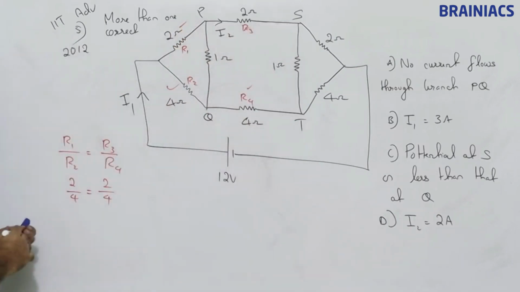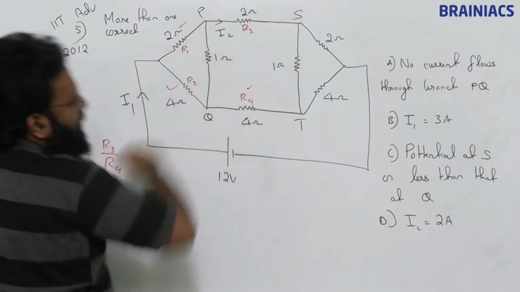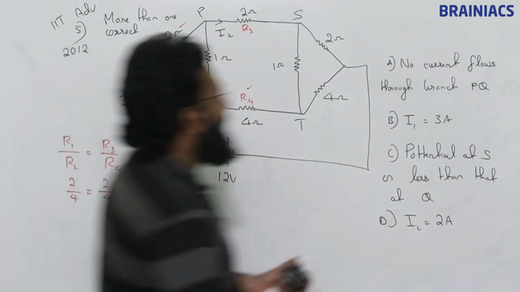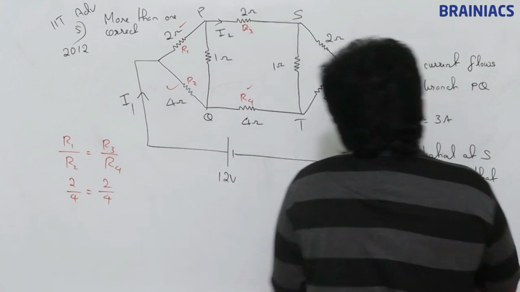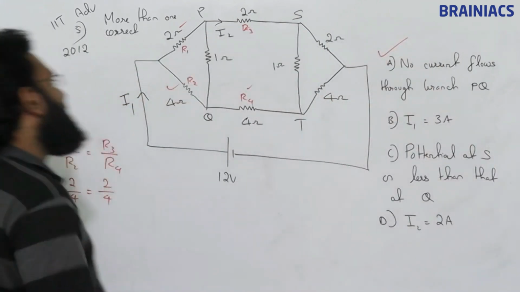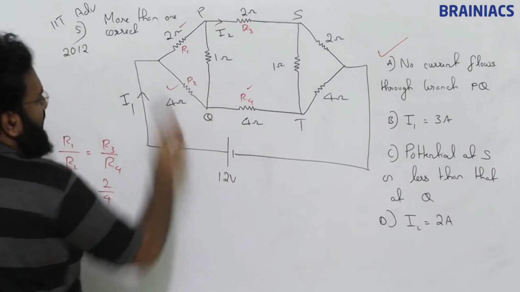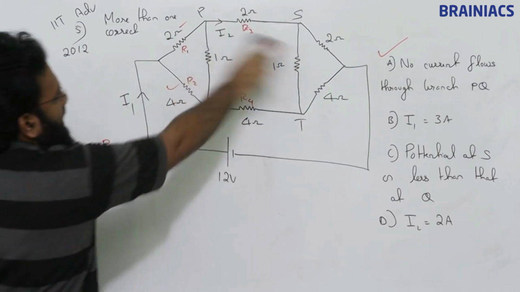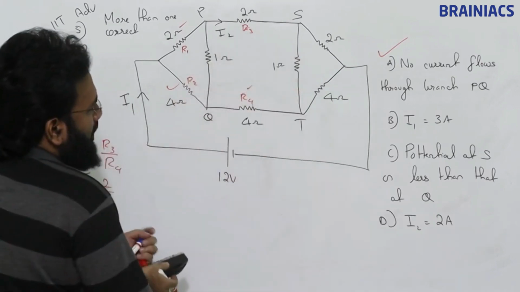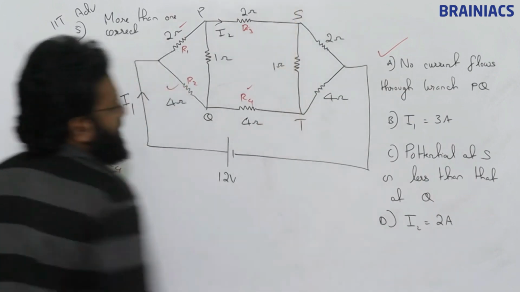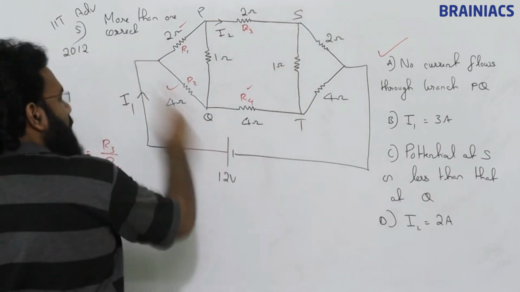So this will not have any current. So option A is correct. This is correct. Next, I1 is equal to 3 ampere. This one we will do later, because we can reduce this circuit. That is easy also. Option C is: potential at S is less than that at Q.